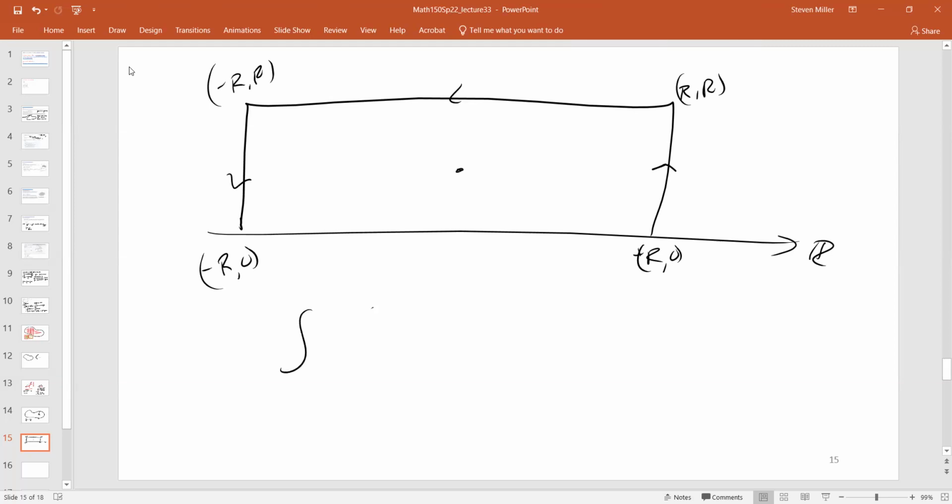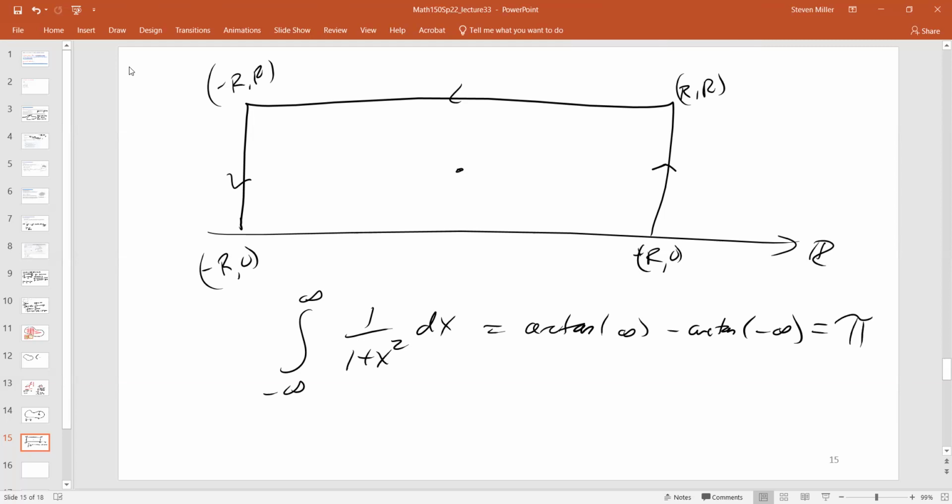So if I give you the integral of 1 over 1 plus x squared dx, does anybody remember what function has derivative 1 over 1 plus x squared? It's arctangent. And so this is just arctangent at infinity minus arctangent at minus infinity. Arctangent at infinity is going to be pi halves. So this is pi halves minus negative pi halves, so you get pi. 1 over 1 plus x squared, where does that blow up? Where does 1 over 1 plus x squared blow up? Yes. x equals i or negative i.